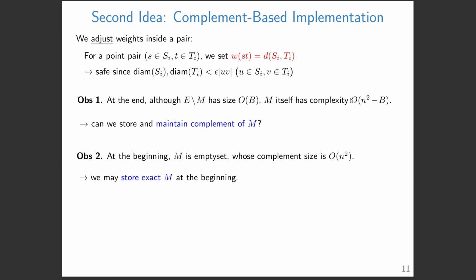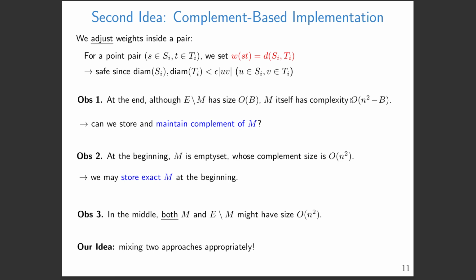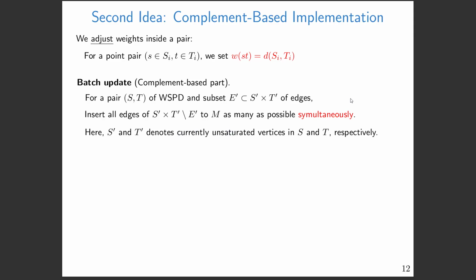First, at the end, although the complement size is B, the matching itself has fairly large complexity. So here comes the idea: can we store and maintain the complement of the matching edges? However, at the beginning, M was an empty set, so its complement size is quadratic. And third, in the middle, both M and its complement become large. So our idea here is to mix two approaches, complement and exact, appropriately. So here are some more details.